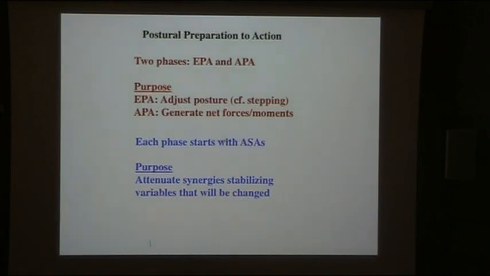So this basically tells us about those studies, summarizing them, that there are 2 phases of postural preparation to action: early postural adjustment and anticipatory postural adjustment. The first one adjusts posture so that it optimizes its conditions for the planned action, and the second one generates net forces and moments counteracting the perturbation, and each phase starts with anticipatory synergy adjustment that attenuates synergies.